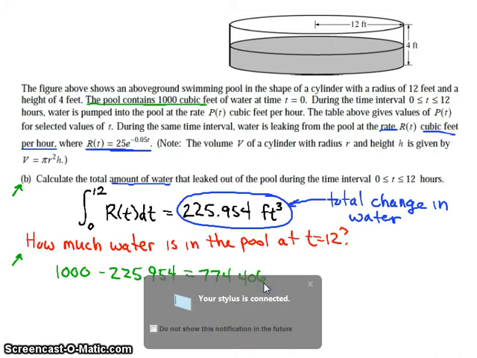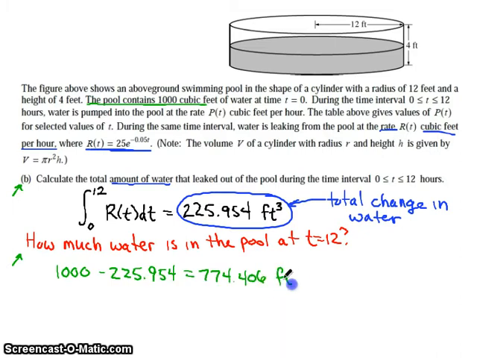So we would have 774.406 cubic feet. So the biggest problem with these is being able to figure out, do you want to use your initial value or not? So you have to look closely at what the question is asking. Other than that, it's just taking an integral. We have to know that integral means the total change in the antiderivative.